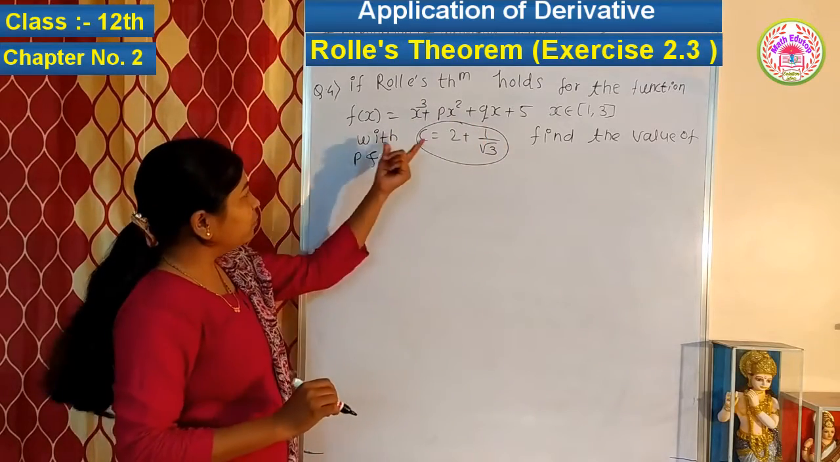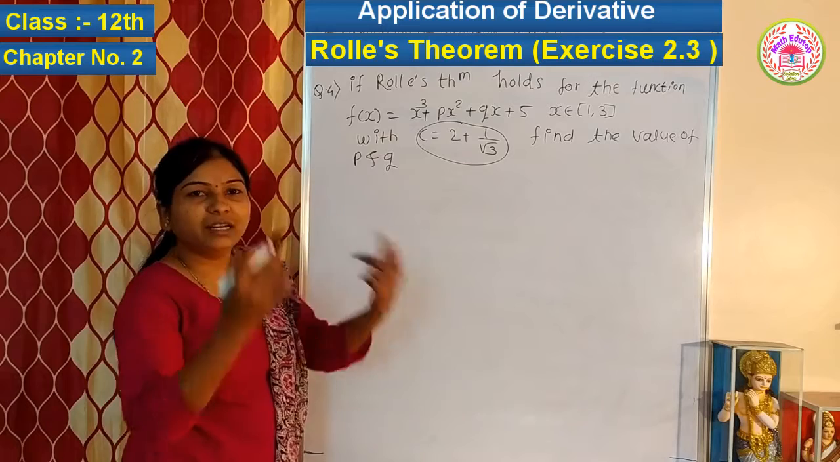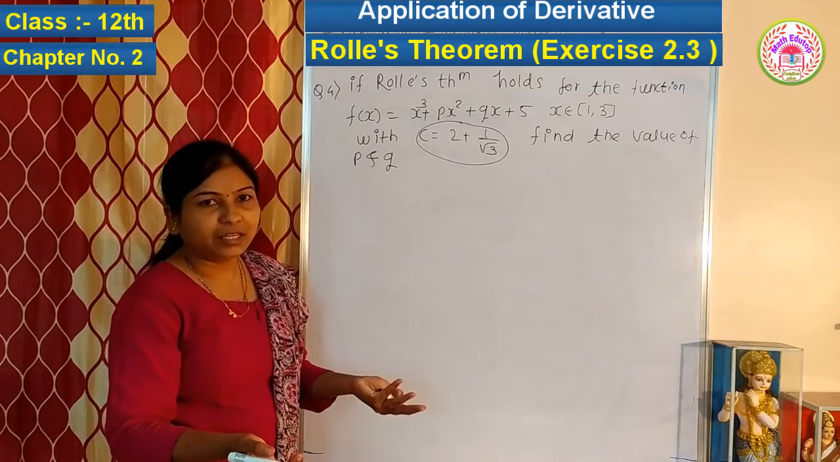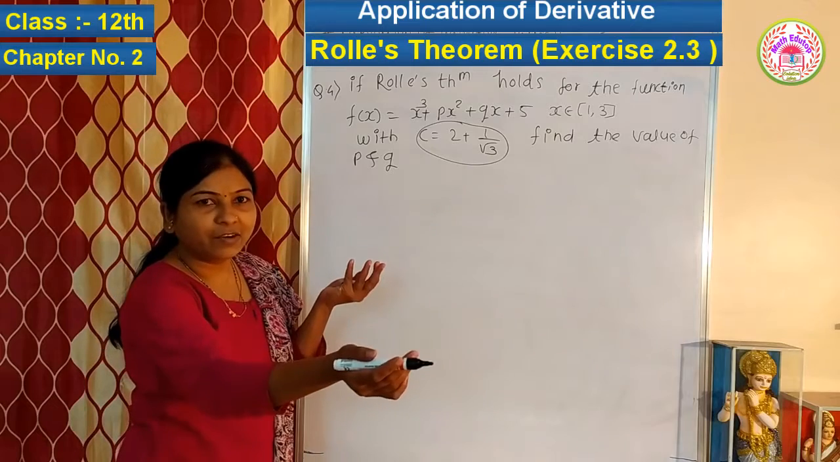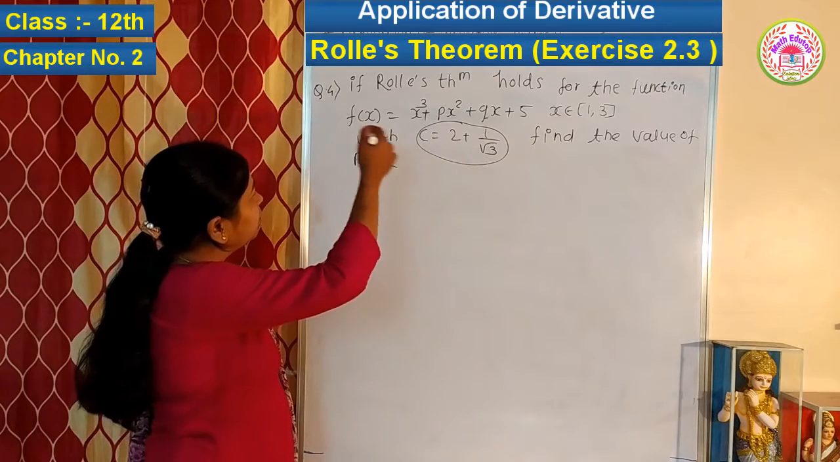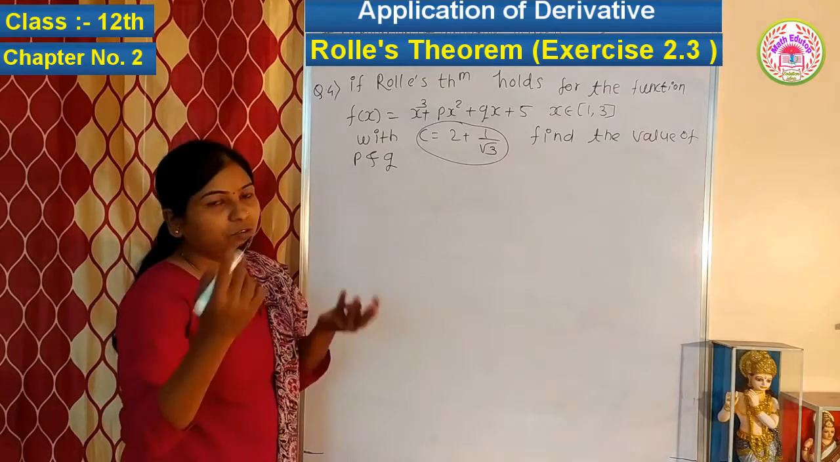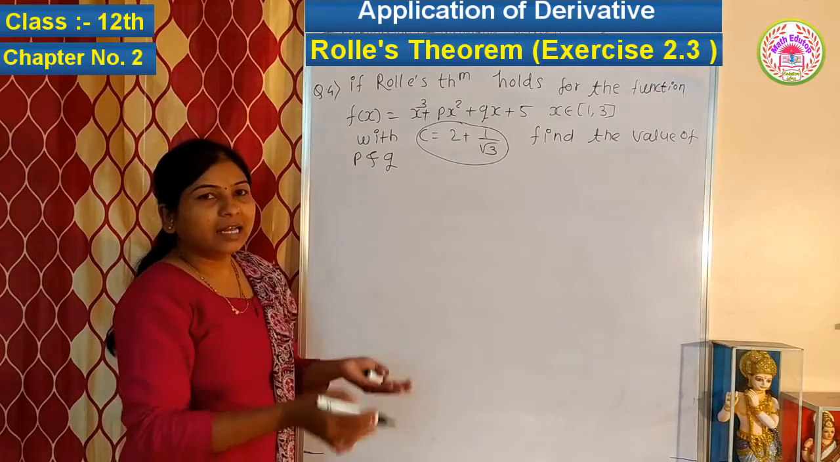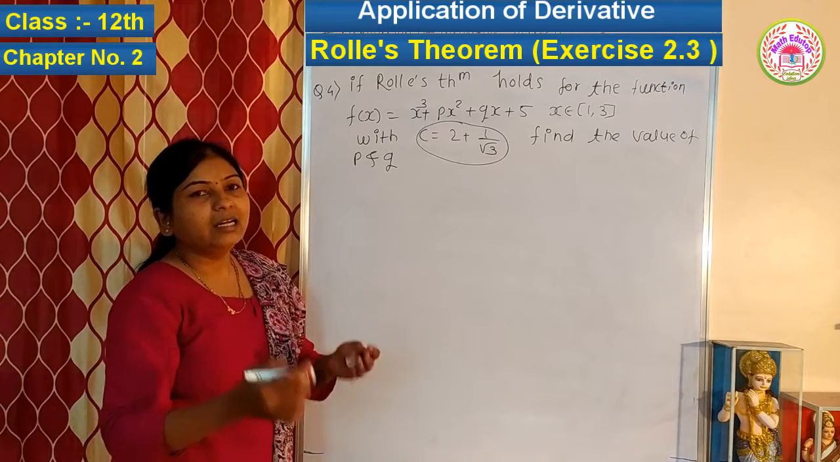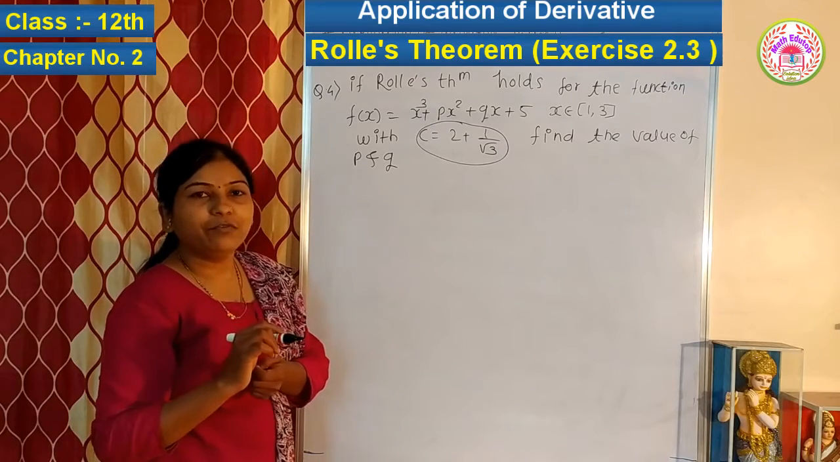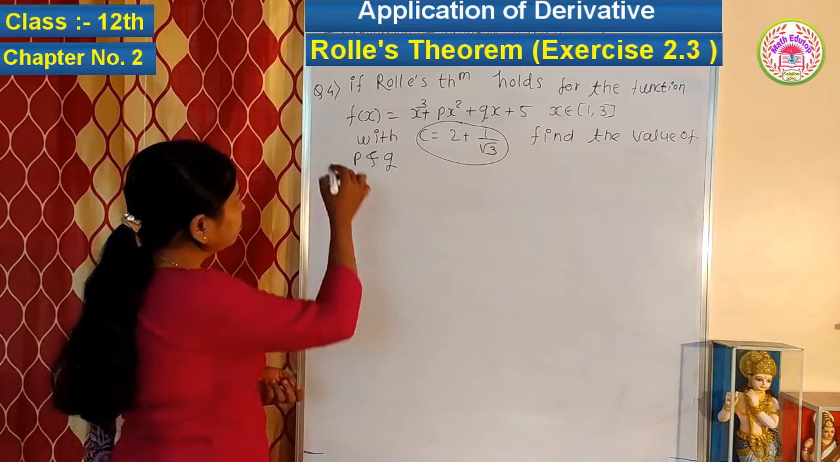Okay, we have been provided the value of c. We just find the derivative and substitute the value of c, and then we get the values of p and q. All conditions are already satisfied, because Rolle's theorem holds for this function on the interval, so it satisfies all the conditions. Then we directly take the derivative and find f dash of c, such that we get the value of c.